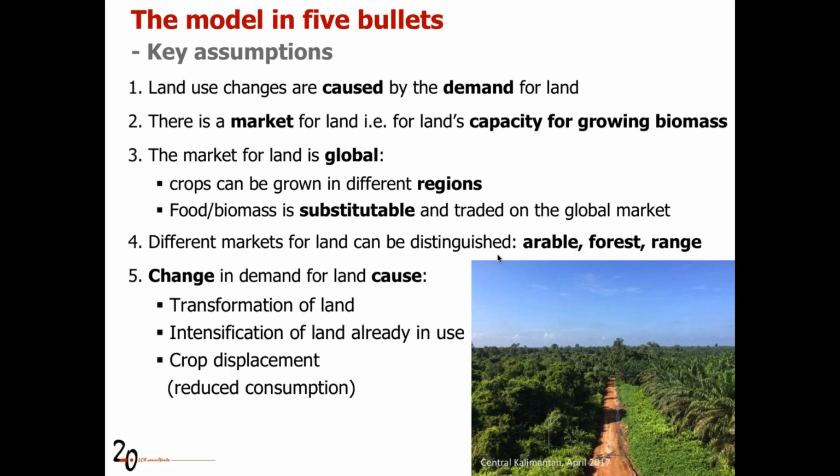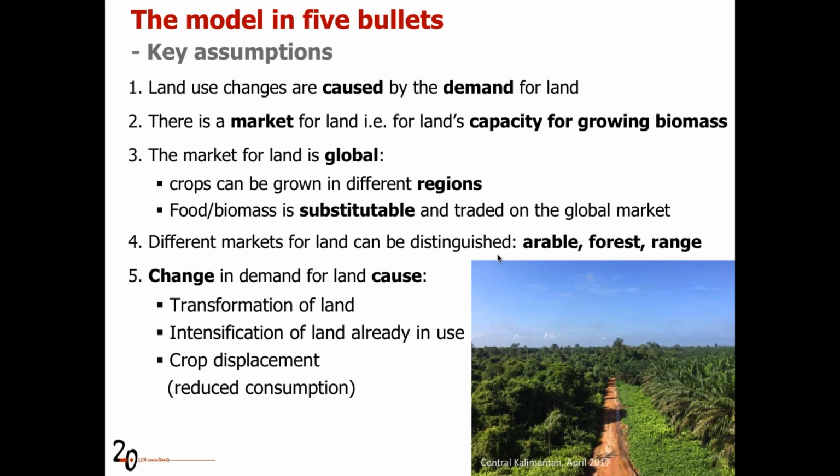The fifth and last assumption is that if you have a change in demand for land, then this can have different implications. And actually we have identified 3 different implications. First, if I need some more land, I can get it from transforming some land, which is currently not used for anything, into productive land. Secondly, I can intensify some land which is already in use, for instance by applying more fertilizer. And last, we can deal with what we are calling crop displacement or reduced consumption.